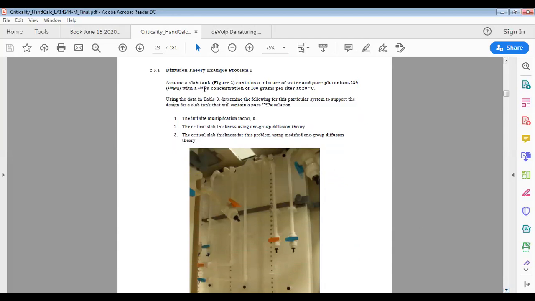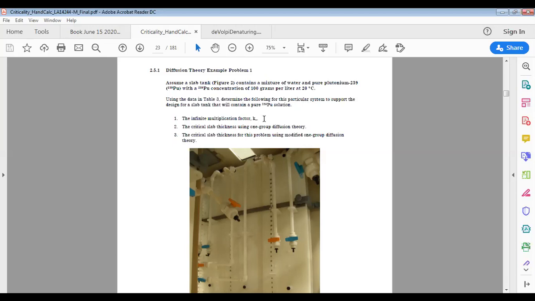Now assume a slab tank, figure 2, containing a mixture of water and pure plutonium-239. Now, this is what I told you, that remember when we did the example of U-235 and water? So this is a similar problem of plutonium-239 in a water tank, and the concentration here is 100 grams per liter. Now, a liter, you know, is 1,000 cubic centimeters. They've given the temperature, and what they want to find is, using the data in table 3, determine the following for this particular system, to support the design for a slab tank that will contain a pure plutonium solution.